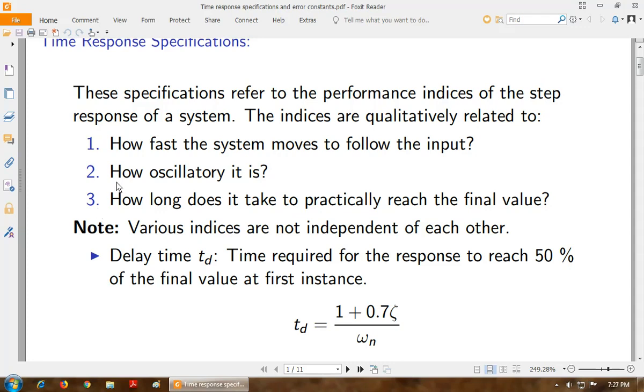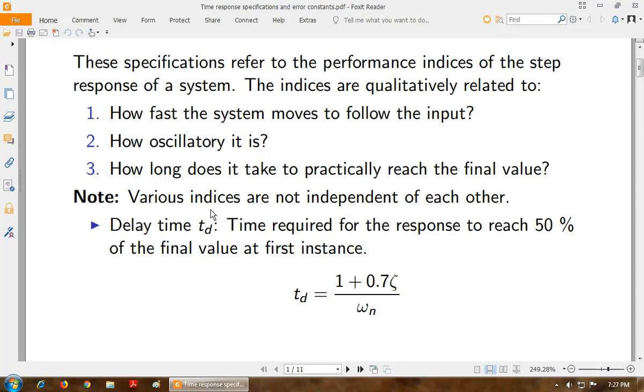Second is how oscillating it is, and third is how long it takes to practically reach the final value. The final value, as we just saw, is 1 or 100%, which is also called the set point value. The various indices are not independent of each other. This does not mean that when one is changed, the other has to change. This is the meaning of it.